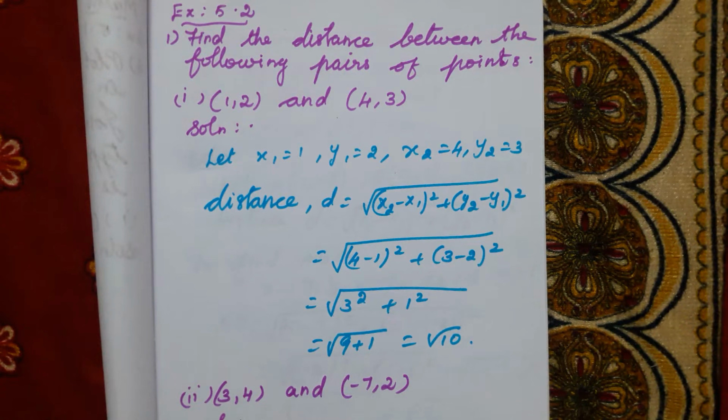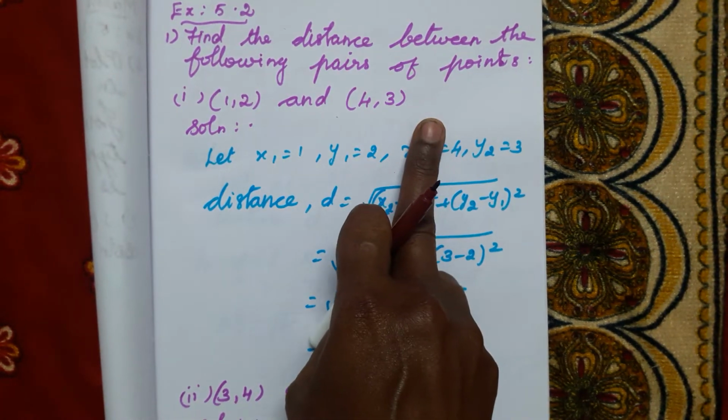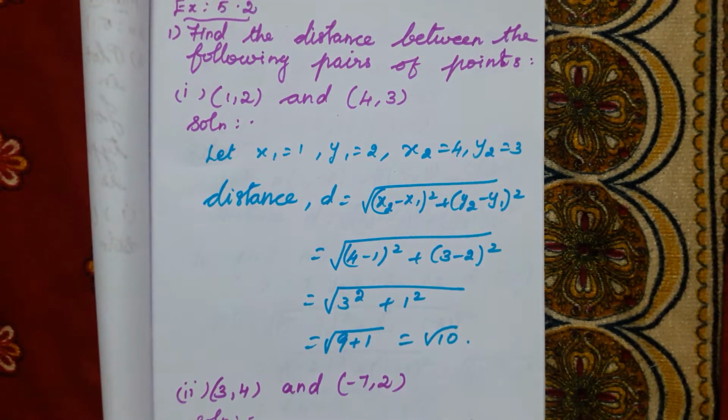Next, exercise 5.2, first problem. Find the distance between the following pairs of points. The first and second problems I have given as homework. First one: (1, 2) and (4, 3). What's the formula? Distance formula.